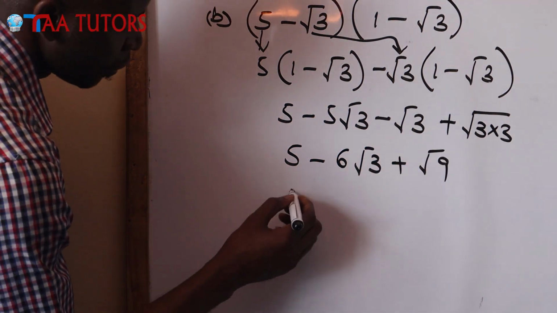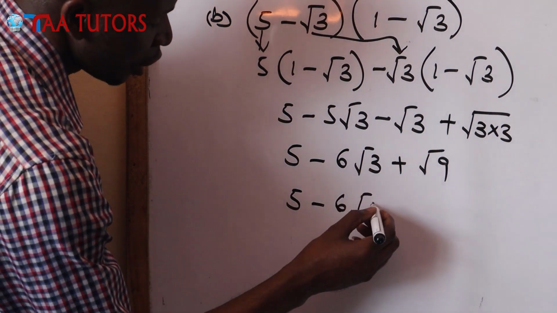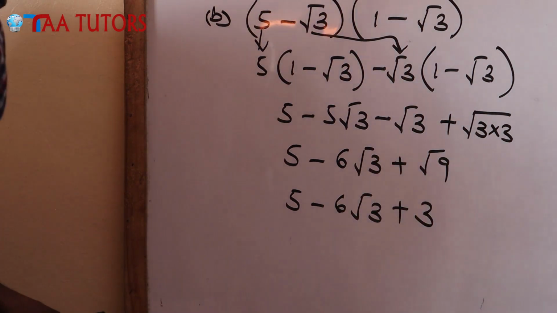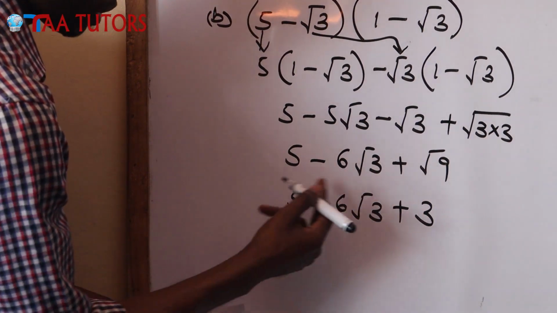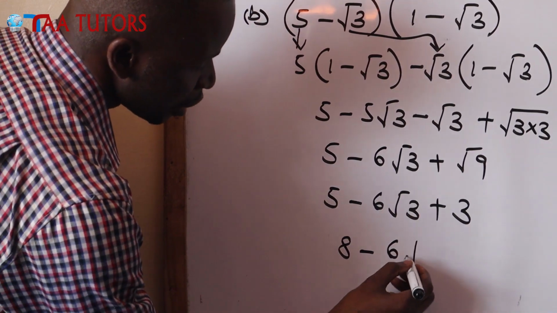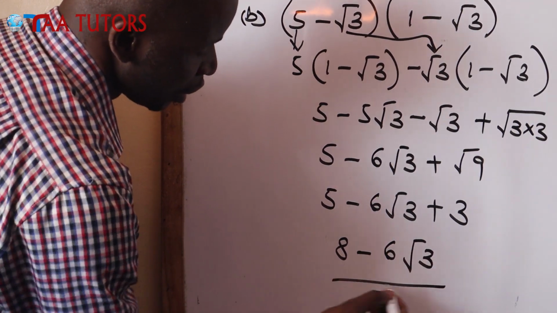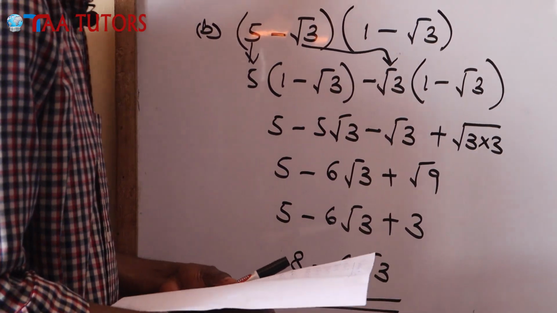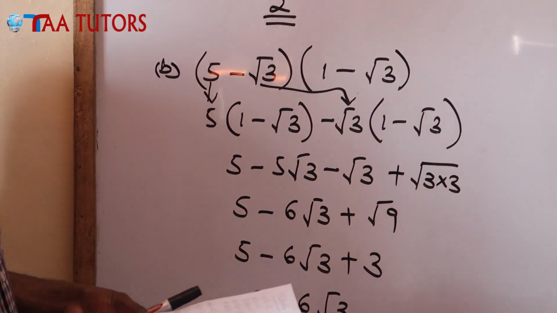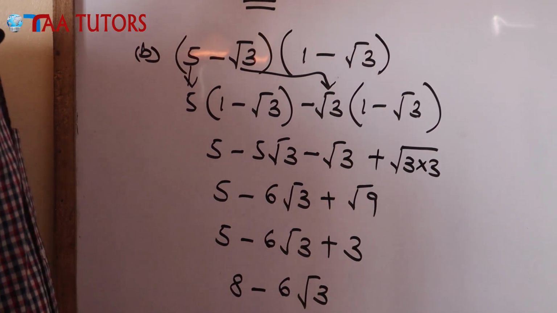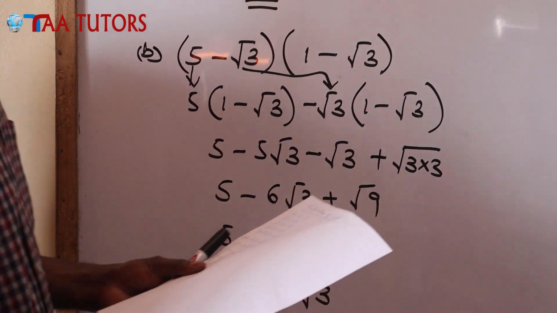So we know that surd 9 is the same as 3 because it's a rational number. So we can therefore say 3 plus 5 is 8, minus 6 surd 3. So actually we have also written the answer in the form A plus B surd C, where A is 8, B is negative 6, and C is 3.